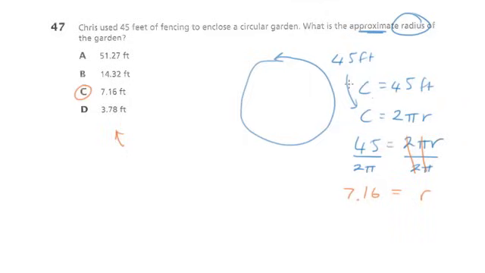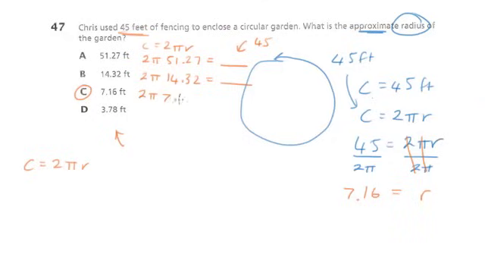Now if we were stuck with how to get started with this, as long as we recognize that the 45 was the circumference, we could go through each of these calculating 2 pi r. So C equals 2 pi r. So here we could do 2 times pi times 51.27, and we could find out if that equaled 45. And we could do 2 times pi times 14.32, and we could see if that equaled 45. So whichever one of these, and it would be C, 2 times pi times 7.16, is going to be very, very close to 45, and it's the only answer that is. So for number 47, C is your answer.